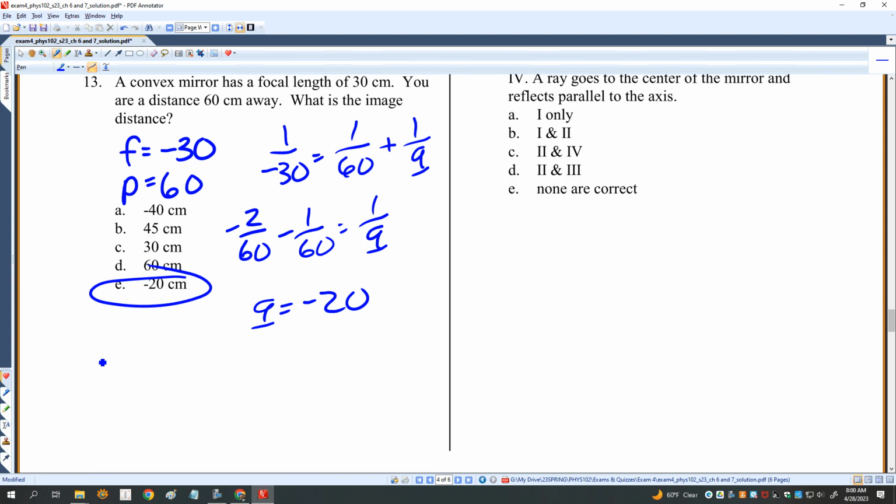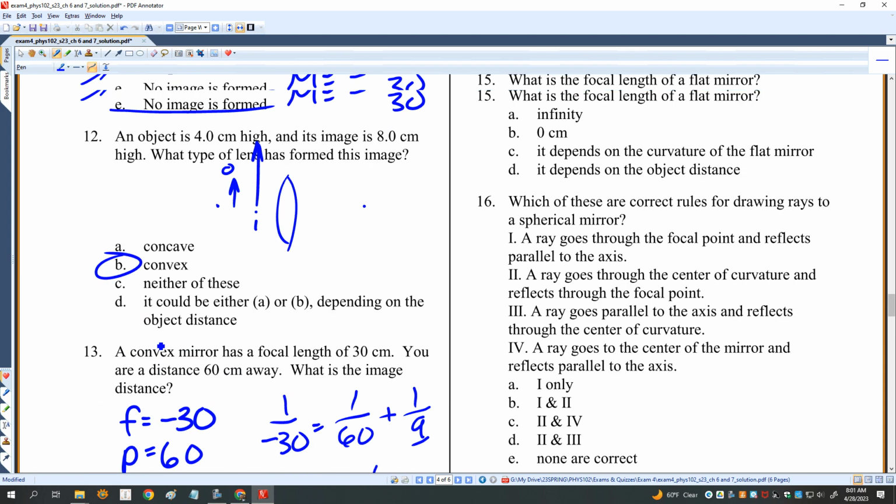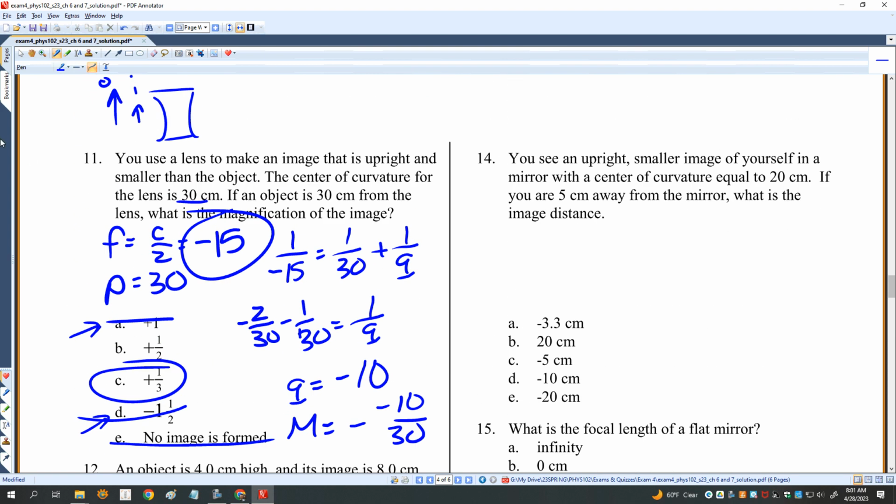That jives with what I think it should be, that my object will be over here, and then my image will be over here. I'm going to find out my magnification, just to make sure it's right. That's going to be negative negative 20 over 60, which is positive 1/3, so it will be a smaller image. All right, you see an upright, smaller image of yourself. Oh, okay, so that's the same mirror, right? This is a convex mirror.